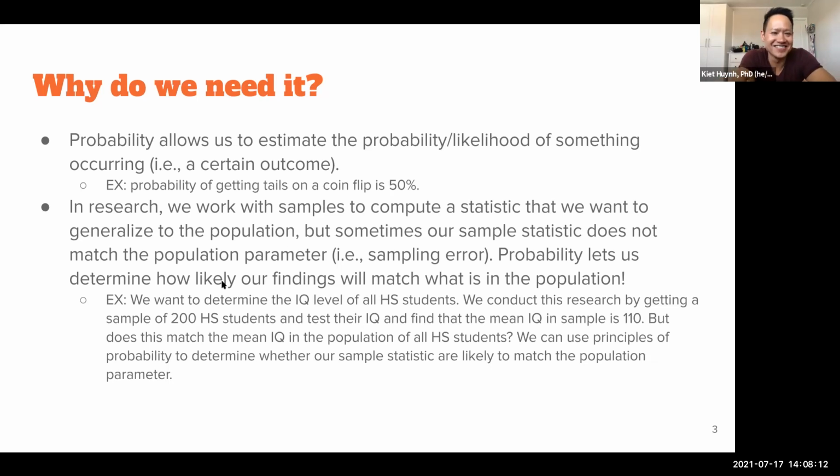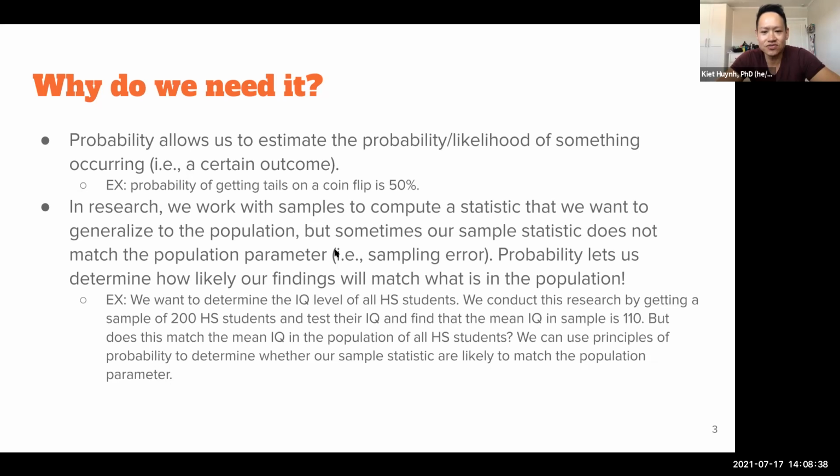Okay, so probability allows us to estimate the likelihood of something occurring. For example, if we're flipping a coin, it has a heads or tails. If we're just flipping it randomly, there's a 50% chance of us getting heads and a 50% chance of us getting tails. So you say the probability of getting heads is 50%, the probability of getting tails is 50%.